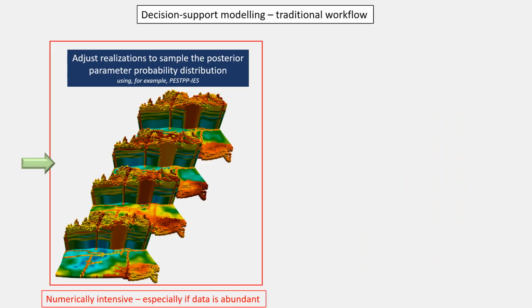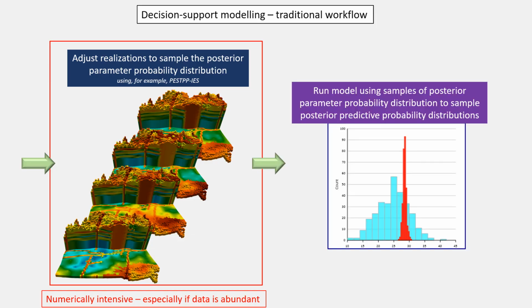Then, in what can be a fairly numerically intensive exercise, we adjust all those realizations until each one of them allows model outputs to replicate measured past system behavior. When all of these realizations allow the model to replicate what happened in the past, all these realizations are sampling the posterior parameter probability distribution. We then run the model into the future to sample the posterior predictive probability distribution.